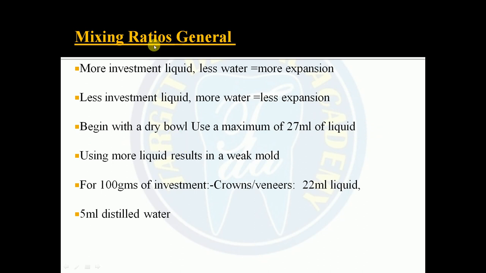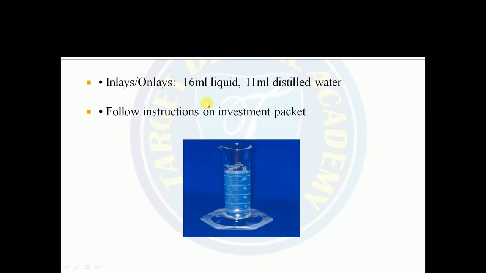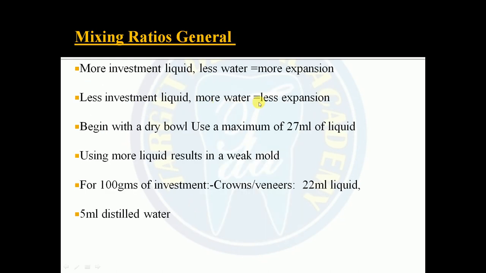Mixing ratio: in general, more investment liquid and less water leads to more expansion. If you have less liquid and more water, then it causes less expansion. Begin with a dry bowl, use a maximum of 27 ml of liquid. Using more liquid results in a weaker mold.